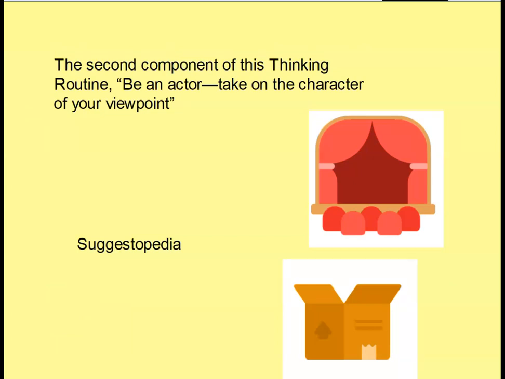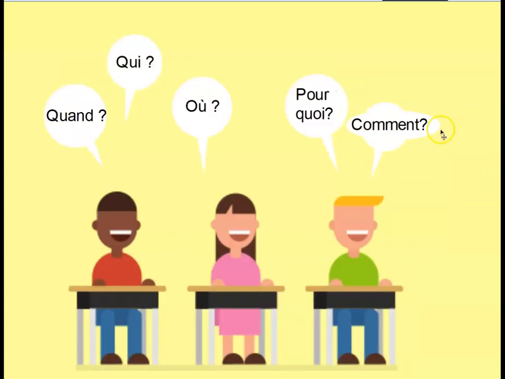All right, now the second component of this thinking routine is be an actor. Take on the character of your viewpoint. This is super fun. This is great, especially if you ever sprinkle in a little goofy Suggestopedia into anything. Have a box of ugly clothing and goofy props ready, and that makes this part really fun. If nothing else, if your students are really floundering, have them generate a list of questions. Then at least they're working on how to make questions.